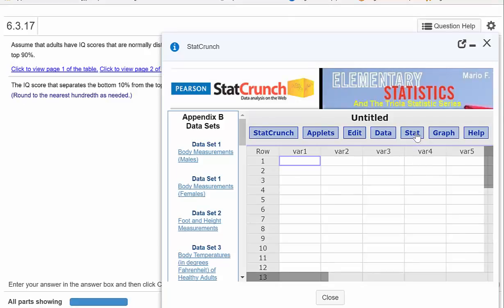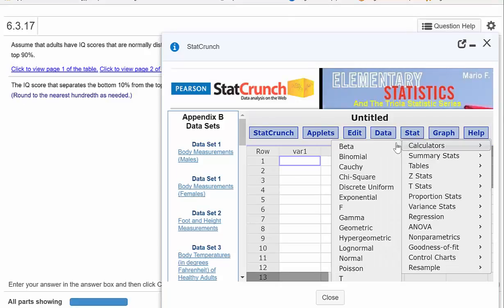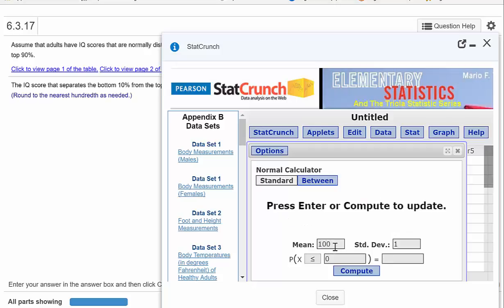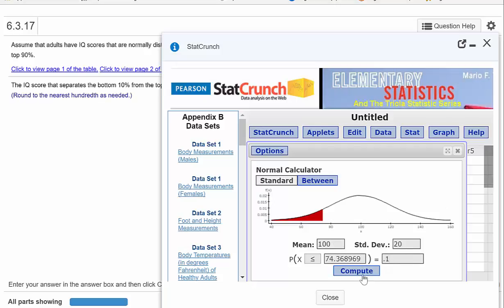Now within StatCrunch, you're going to go to Stat, Calculators, and this is a normal distribution. Now what do we know? We know the mean is 100. Standard deviation is 20. And I want this to be 0.1. And it even shades it for me. We can see the 100. And this is about what I probably expected, somewhere around in the 70s.